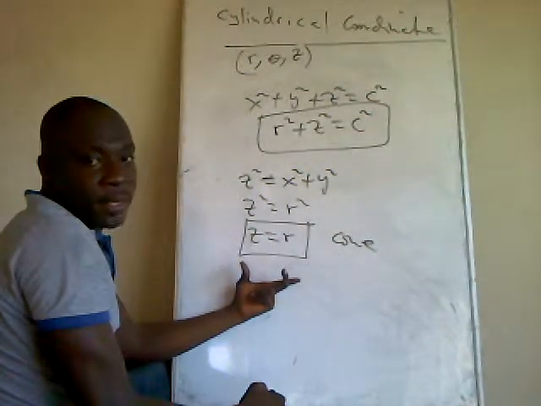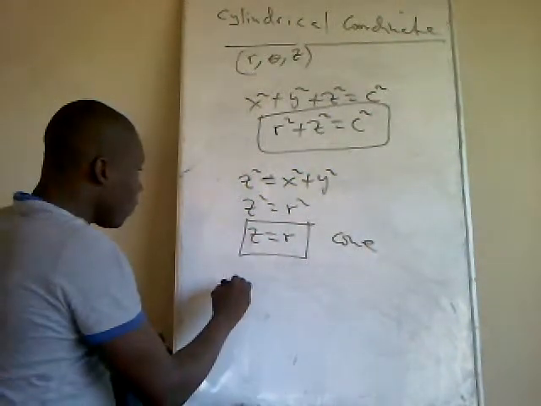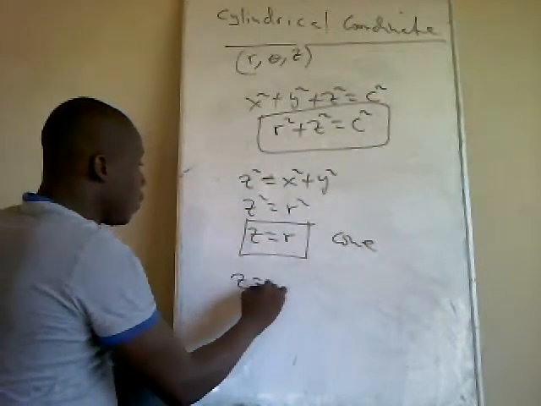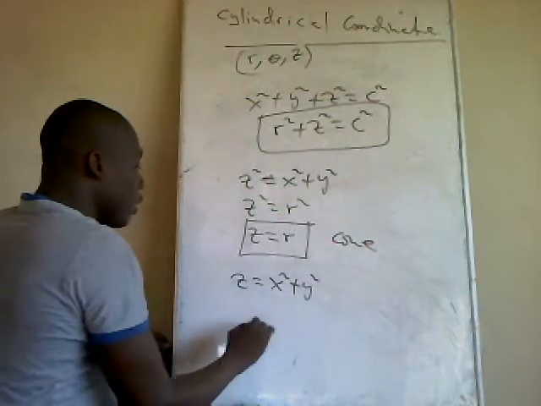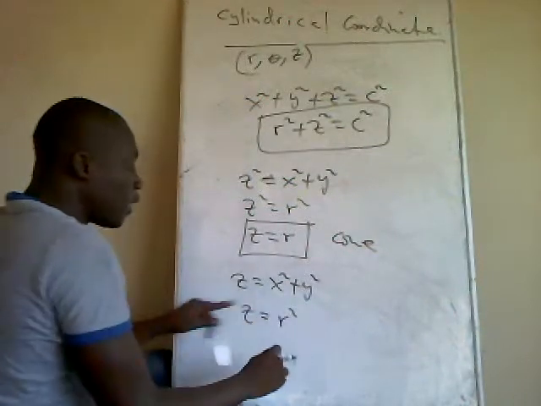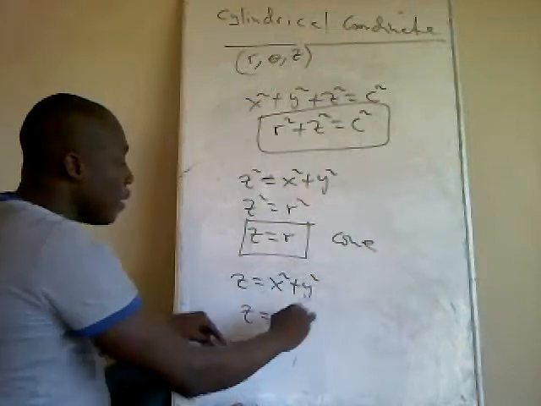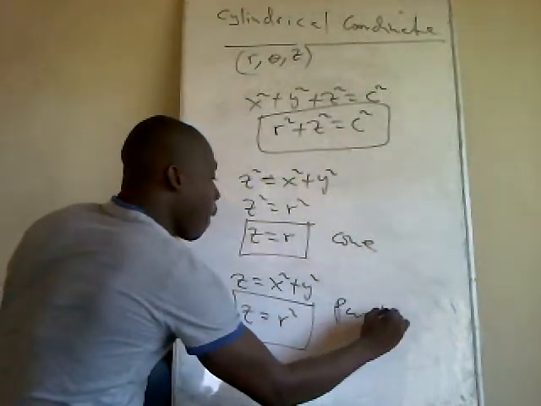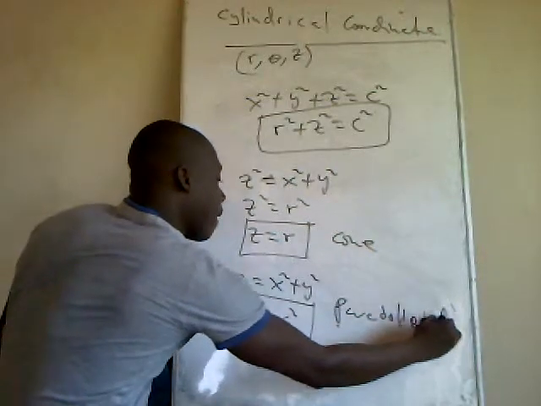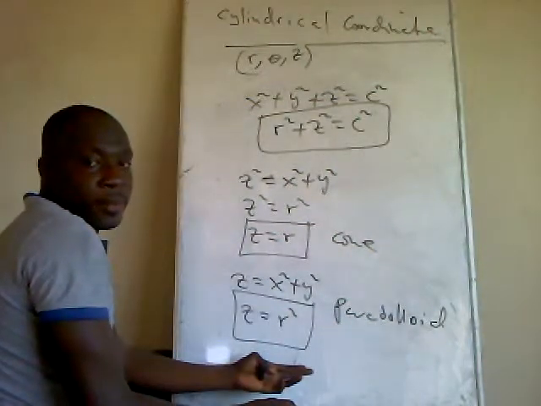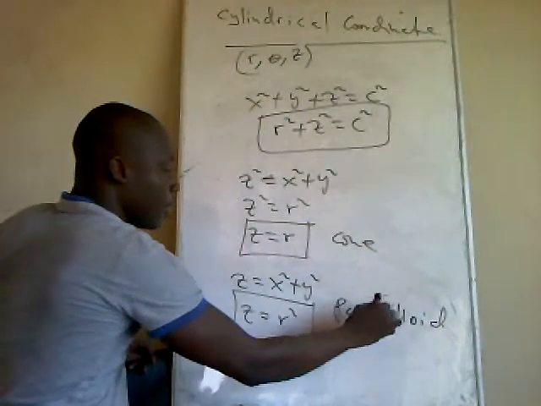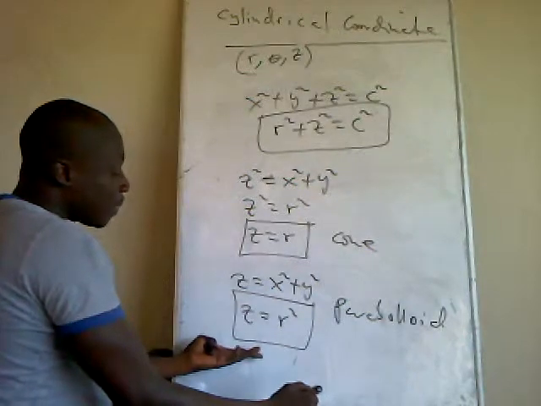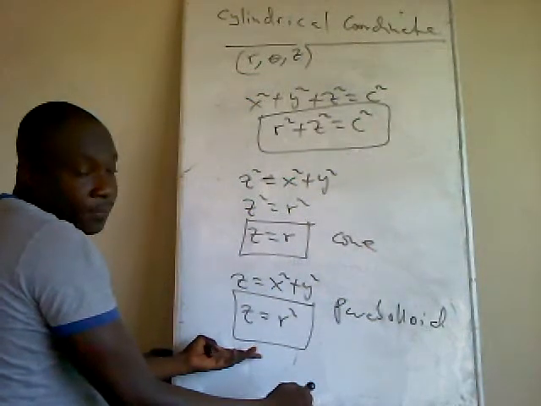And also, we say a paraboloid is z is equal to x squared plus y squared. So z is equal to r squared. In place of x squared and y squared, I can put r squared, right? Z is equal to r squared is the equation of a paraboloid in cylindrical coordinates.